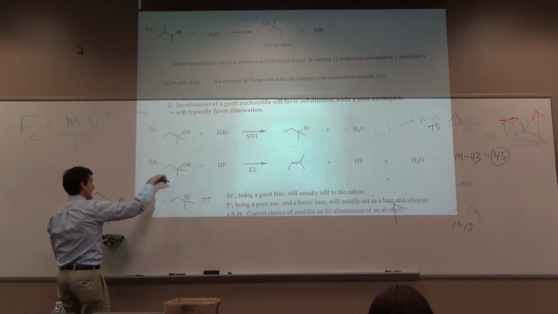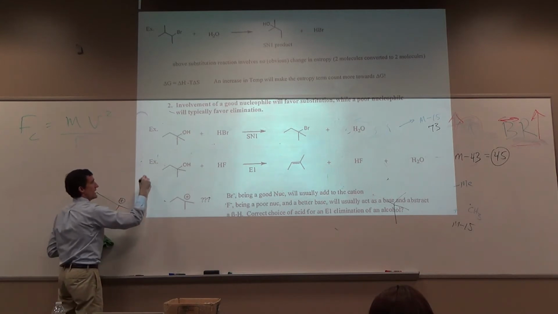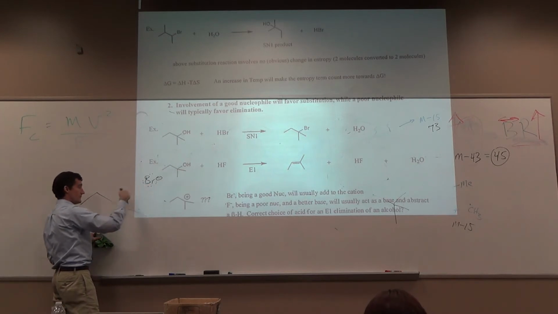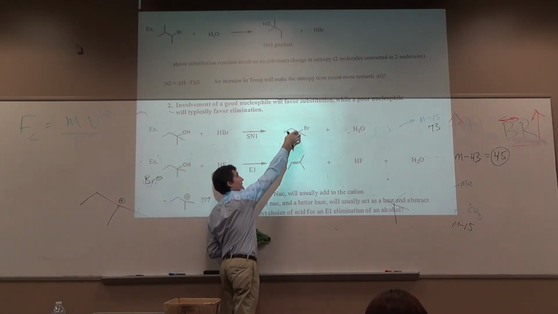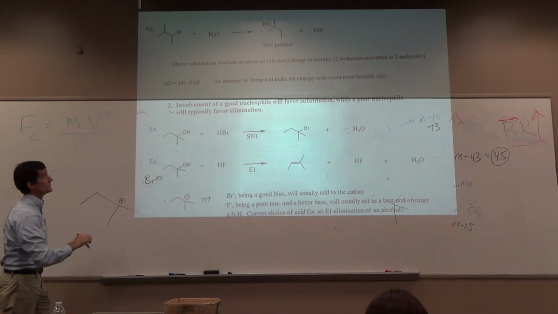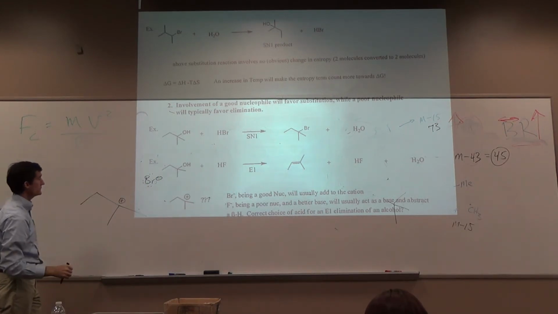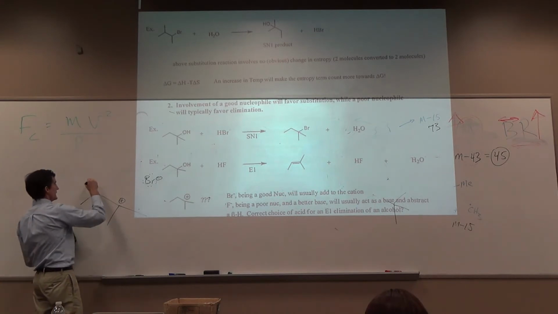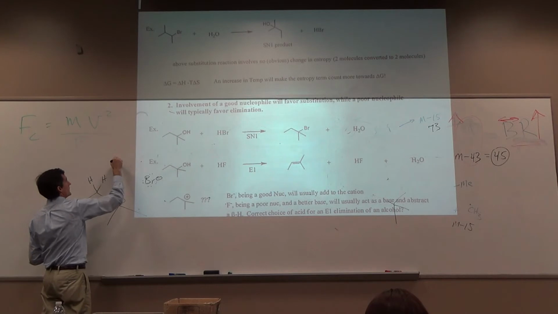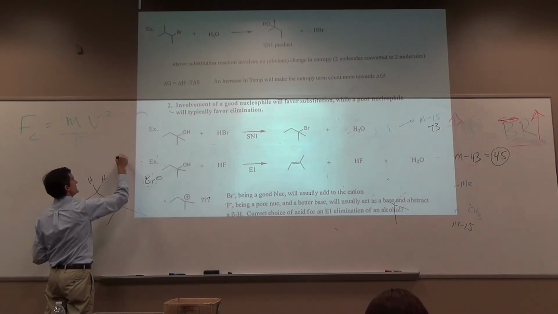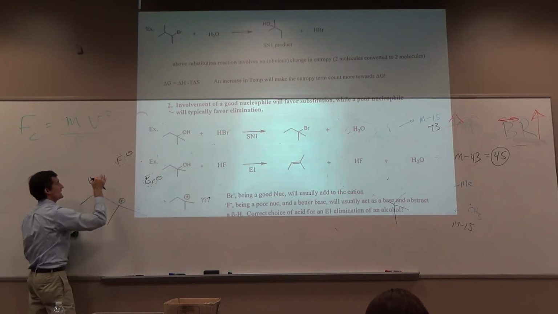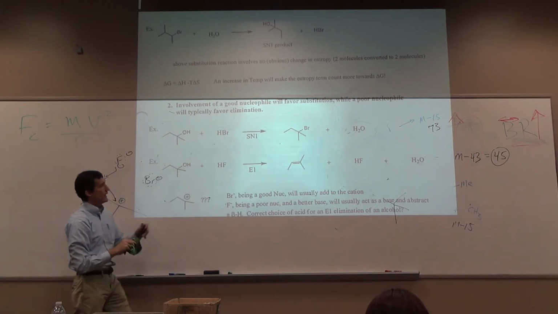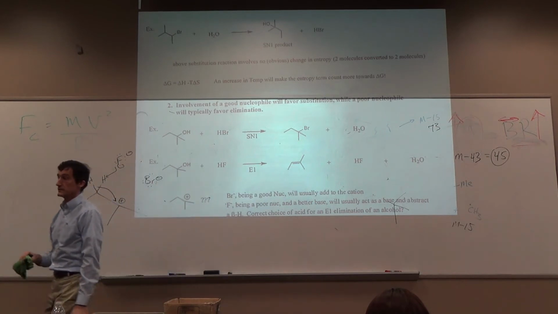Protonate, ionize, get here. Now, if you got Br minus, it's a better nucleophile, it'll add to the carbon and give you that product. Good nucleophile favors substitution. But F minus will instead act as a base, and bases prefer to take H's. It'll take the H, electrons move in, and you get the elimination.